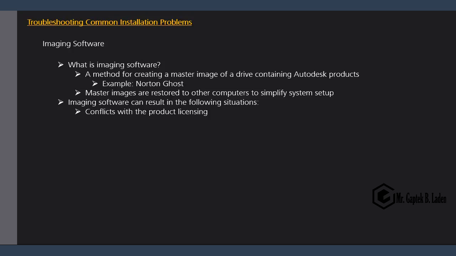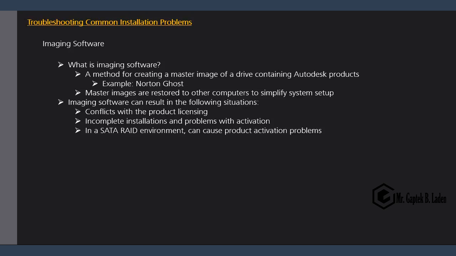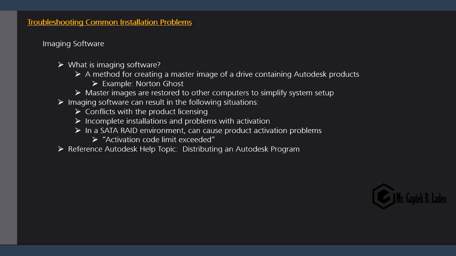They can create conflicts with product licensing. Incomplete installations and problems with activation can occur. In a SATA RAID environment, they can cause product activation problems. You may receive an error message called Activation Code Limit Exceeded. To get more information on these errors, you need to go to the Autodesk Help topic and look up Distributing an Autodesk Program.